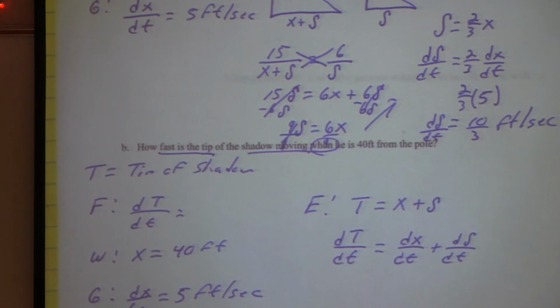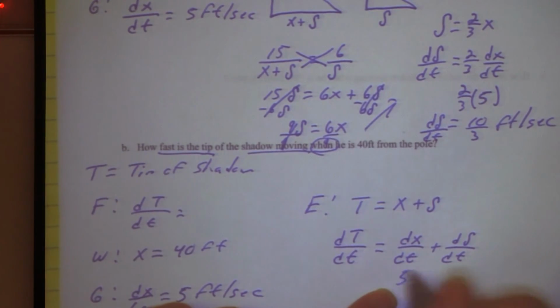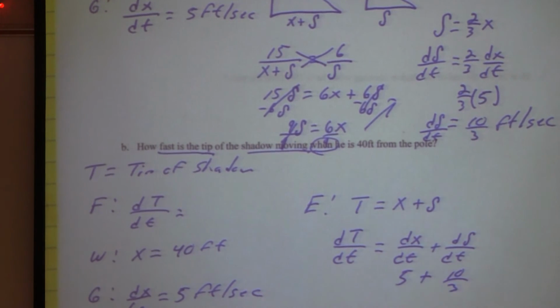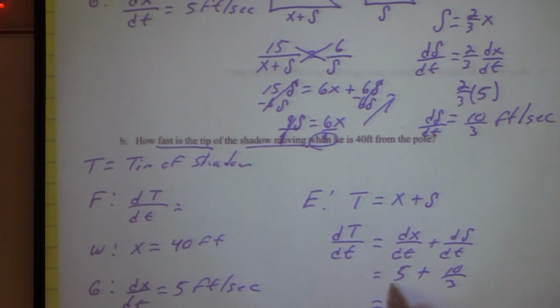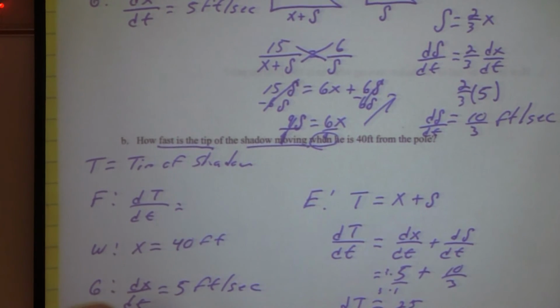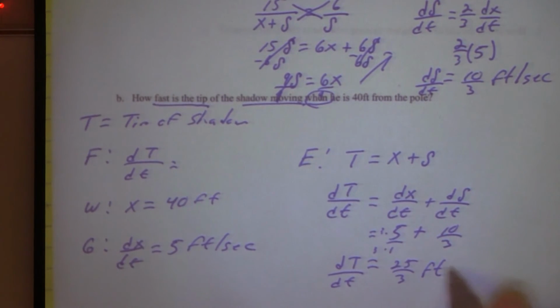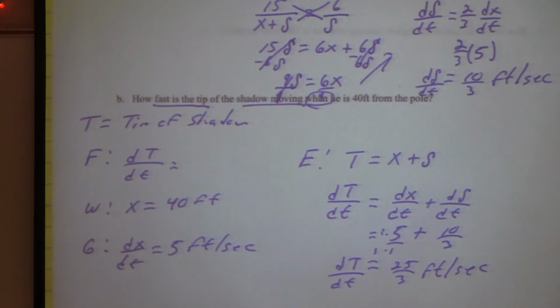These are ones with 5 feet. Yes, it is 10 over 3. Alright, so what's dx dt? Five. Yes, that's what you want. 15 plus 10. What's dx dt, guys? 5. What's ds dt? 10 over 3. And when we add those, what do we get? 25 over 3. And what would the units be for that? Feet per second. Are we good?